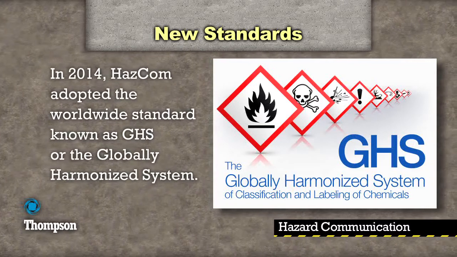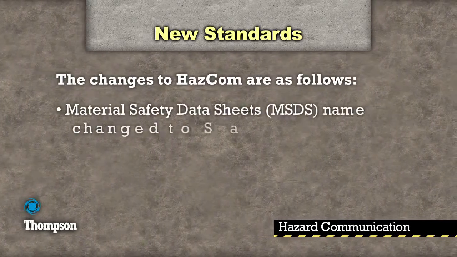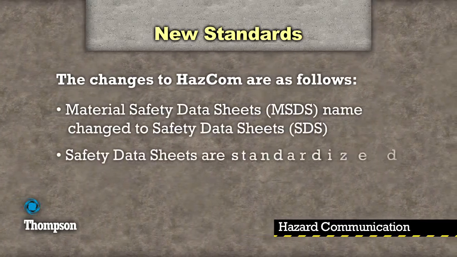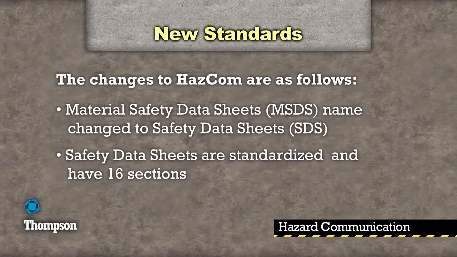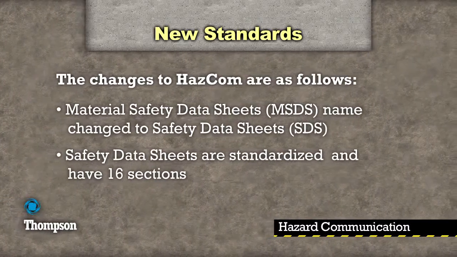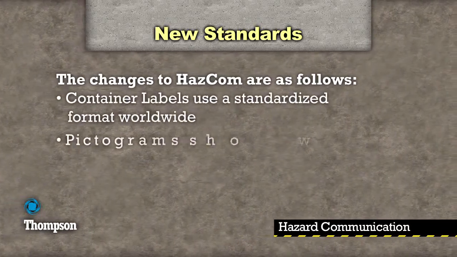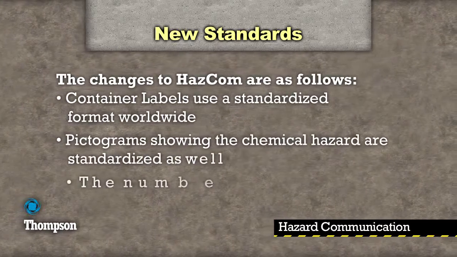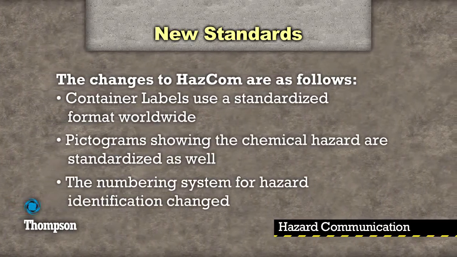Some of the changes to HAZCOM included Material Safety Data Sheets, or MSDSs, are now known as Safety Data Sheets, or SDS. Safety data sheets were standardized and now contain 16 sections. Container labels now use a standardized format worldwide. Pictograms showing the chemical hazard are standardized, and the numbering system for hazard identification changed.